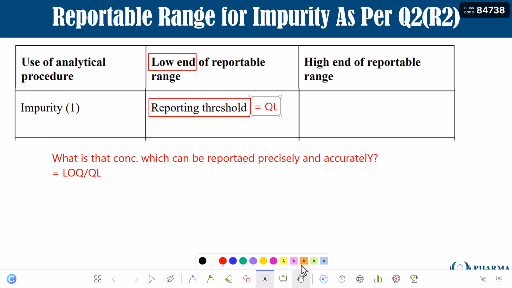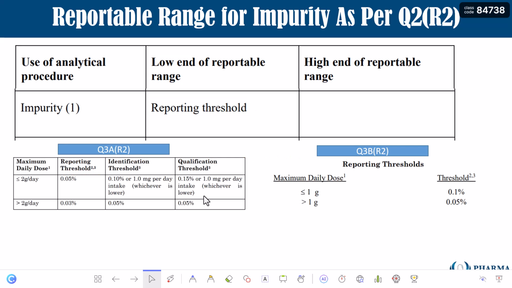Let us now understand the expectation defined for the reporting threshold by the ICH guidelines. There are two important guidelines to be understood. The first one is Q3A(R2), which talks about impurities in new drug substances, and Q3B talks about impurities in new drug products. So what is the reporting threshold requirement for new drug substances according to Q3A(R2)? You will find the details here.